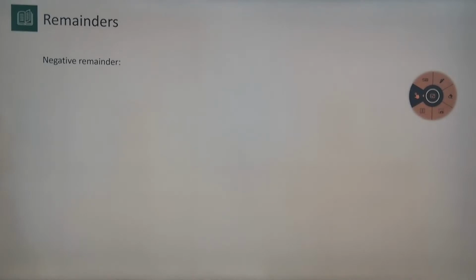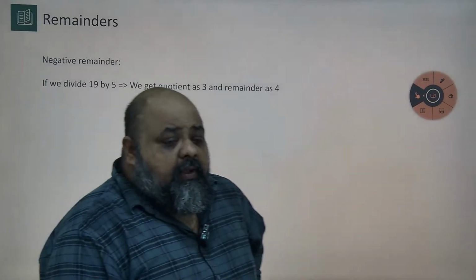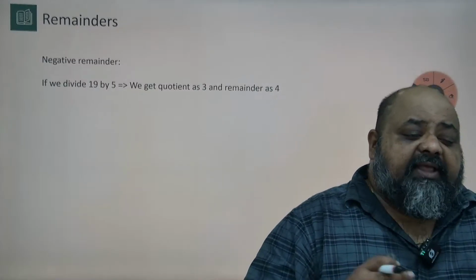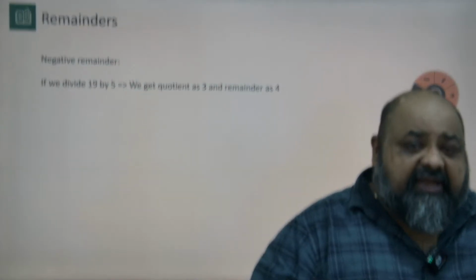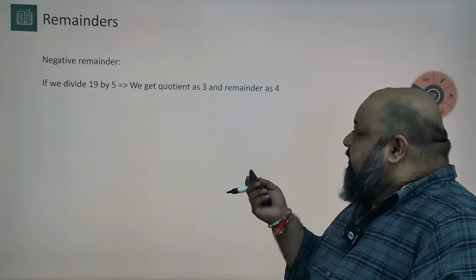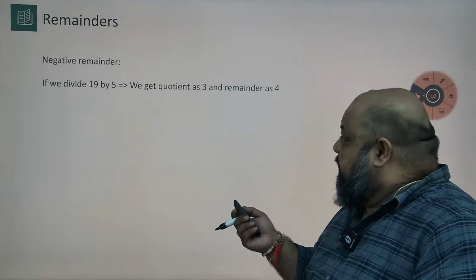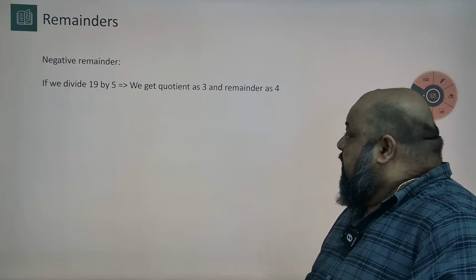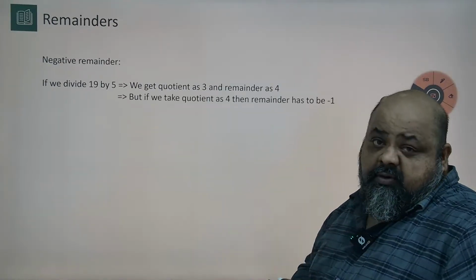Then the idea of negative remainder that we got when we divided by 11. We checked for divisibility by 11. So what is the idea of negative remainder? Since we look at numbers on a number line, their relative positioning gives it a positive or a negative value. So for example, if I say we divide 19 by 5, we'll get the quotient as 3 and the remainder as 4. But what if I make the quotient 4?